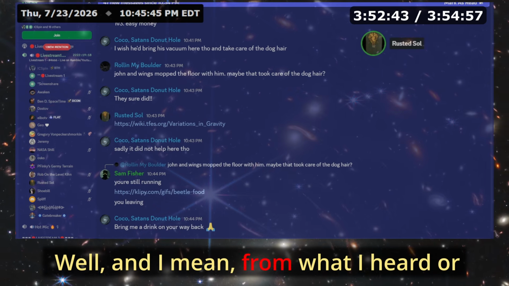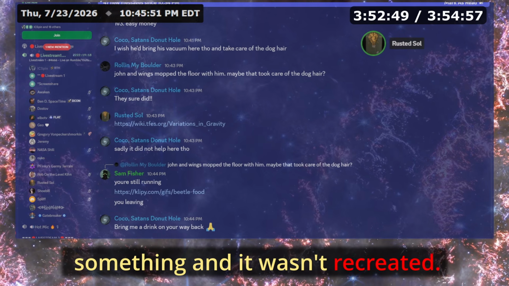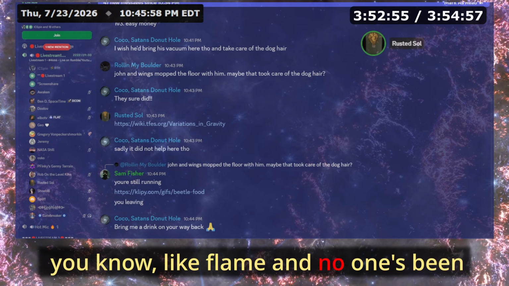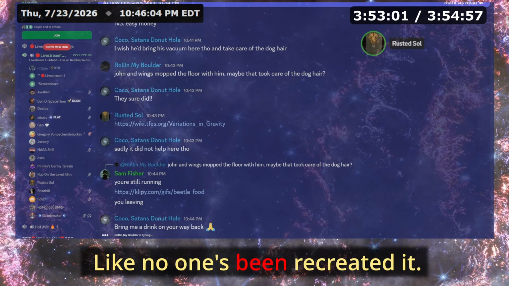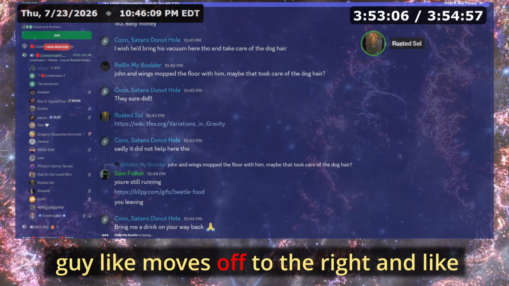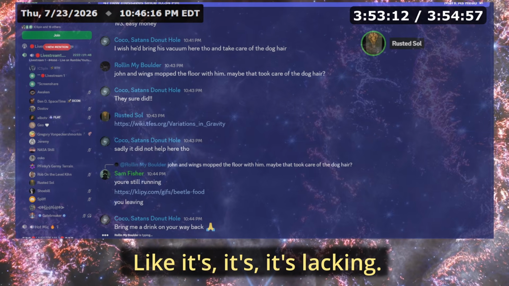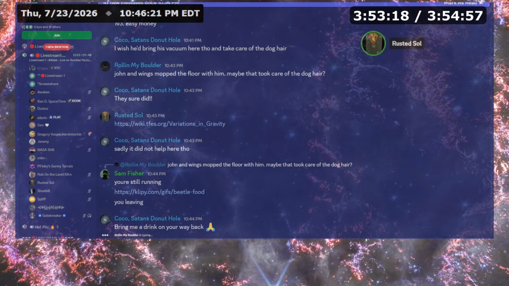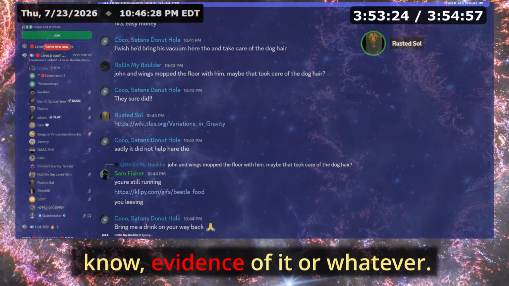Well, from what I heard or read, I think it was like a 0.0002 something, and it wasn't recreated. It was like a one-off claim, and no one's been able to recreate it. Kind of like the one that people keep using with the Brennan drop tower thing. You see the little guy move off to the right and the C thing, and you don't see the whole thing of what's happening. It's lacking. It needs to be redone, and I think the same thing goes for this topic. In order to really prove that that's what happens, we need to see more evidence of it.